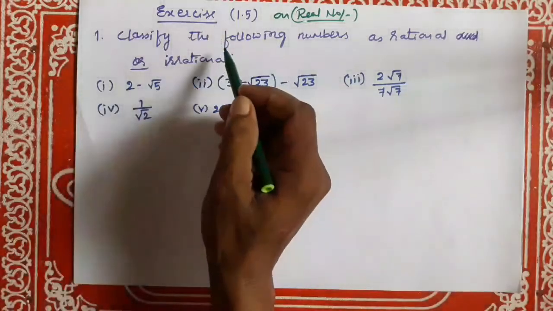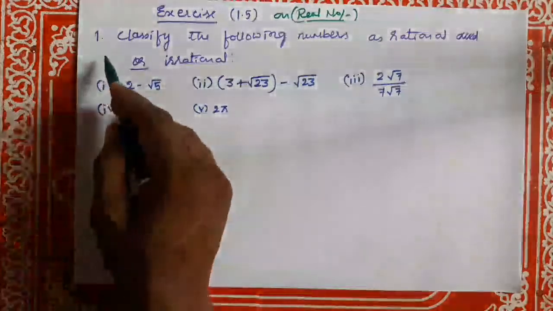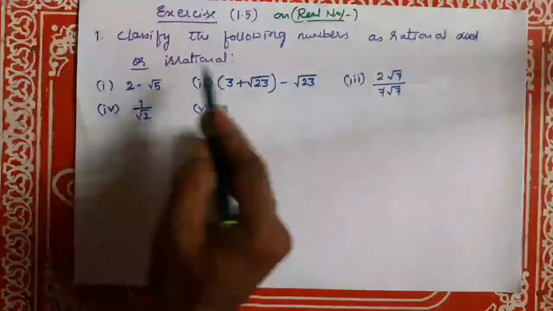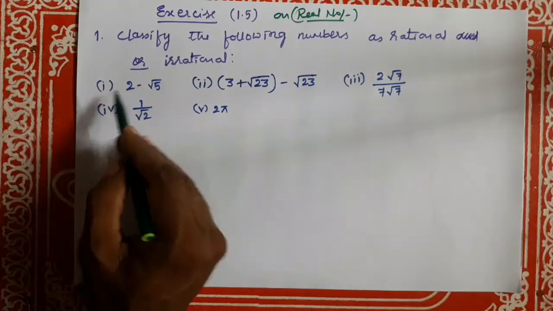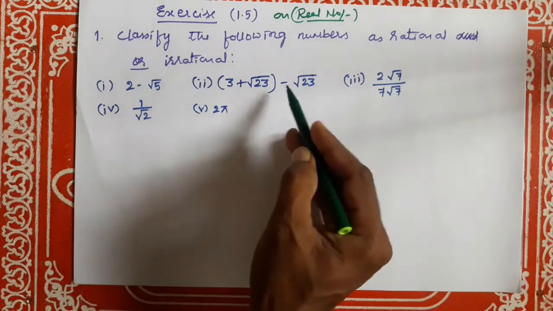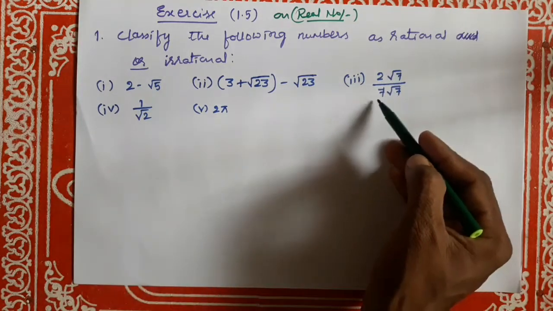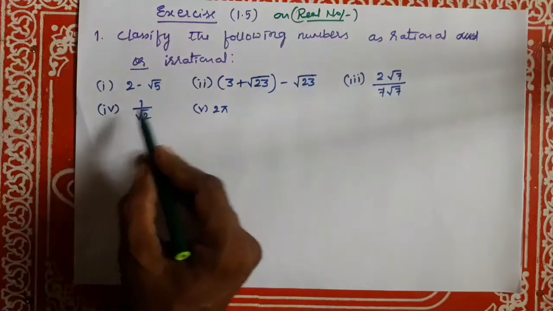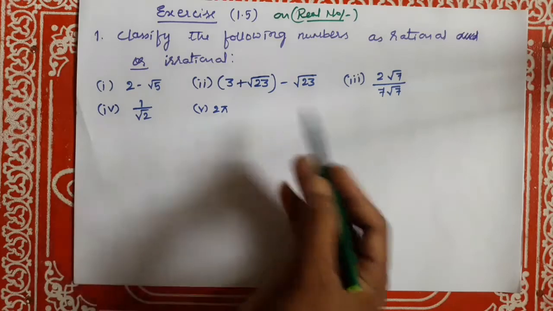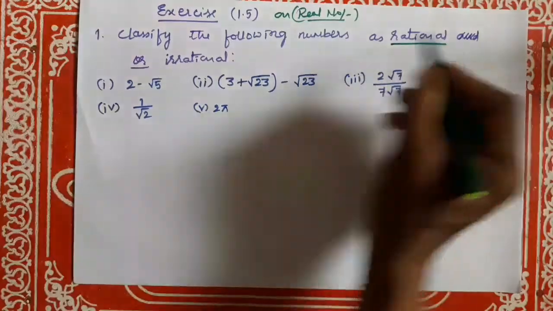Today in this class we have to discuss exercise 1.5 on real numbers. First main, we have to classify the following numbers as rational or irrational. First question, 2 minus root 5. Second question, 3 plus root 23 minus root 23. Third one, 2 root 7 divided by 7 root 7. Fourth one, 1 by root 2. Fifth one, 2 pi.